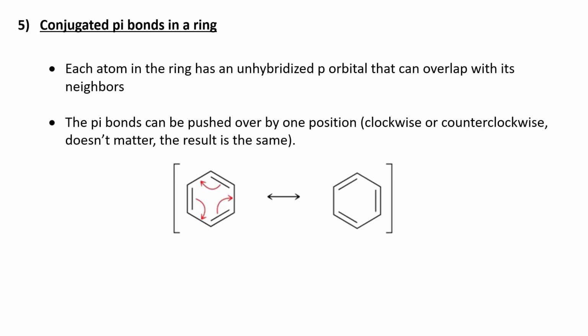The last pattern is a conjugated pi bond system in a ring. So we have alternating single and double bonds in a ring, and each atom in this ring has an unhybridized p orbital that can overlap with its neighbors in order for electrons to be shared. The pi bonds are always pushed over by one position, counterclockwise or clockwise, it doesn't matter, you get the same result. So we can start with the first one, doesn't matter where you start, bond to the adjacent bond, bond to the adjacent bond. And we get the resonance structure.